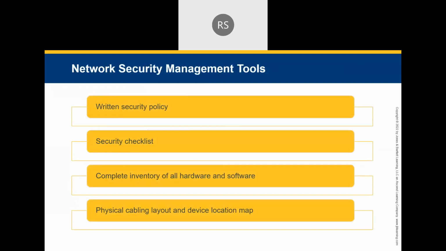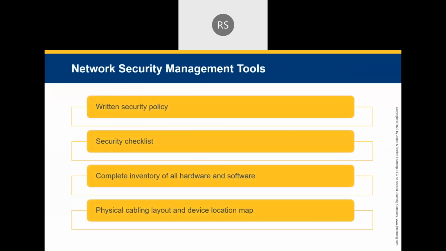Now, some network security management tools we'll talk about. The first one is to develop a comprehensive written security policy. This is going to outline the organization's security objectives, standards, procedures, and guidelines that are used to guide the security management efforts. You also want to utilize a security checklist, and this allows you to systematically assess and verify compliance with the security requirements, configuration settings, and the best practices across your network devices and systems.